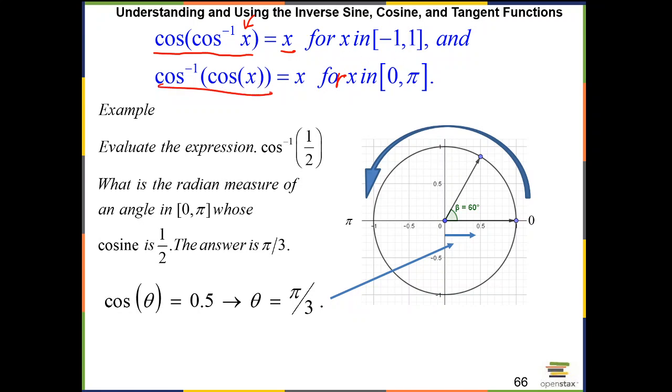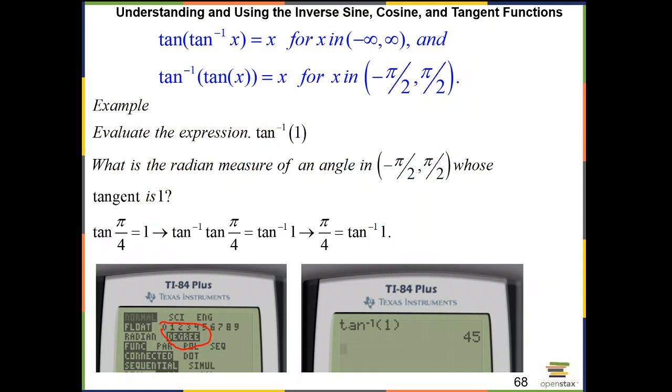And this one is true only if x is in the restricted domain of cosine, which is 0 to pi. Now for tangent, this is true only if x is in the domain of tangent inverse, which is all real numbers. That means this is always true, no matter what x is. And this one right here is true if x is in the restricted domain of tangent, which is negative pi over 2 to pi over 2, right?